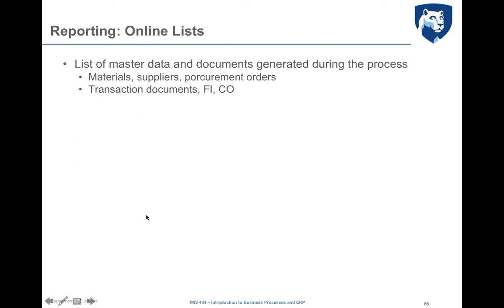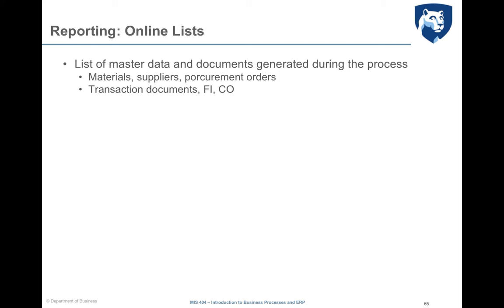Online list instead displays a list of master data such as materials, vendors, purchasing info records, and documents such as transaction documents, financial accounting documents, and material documents that are generated during the execution of the process. So work list relates to activities that need to be executed, while online list generates a list of master data and documents generated during the execution of a process.